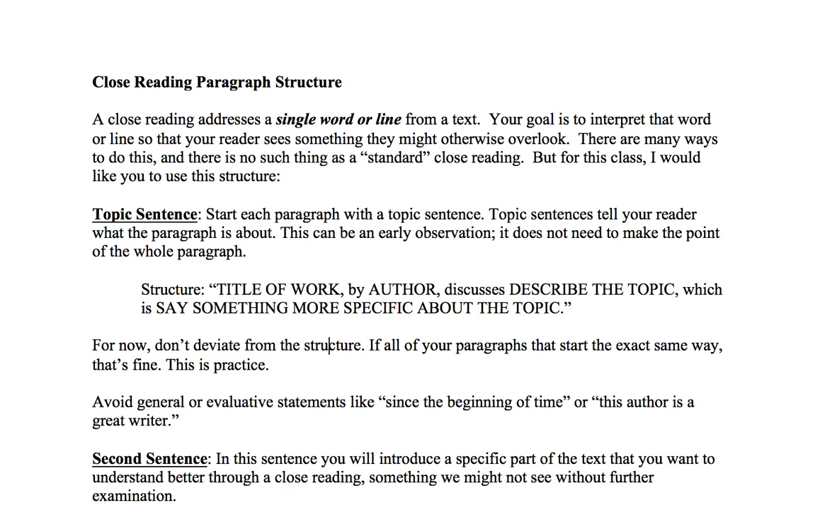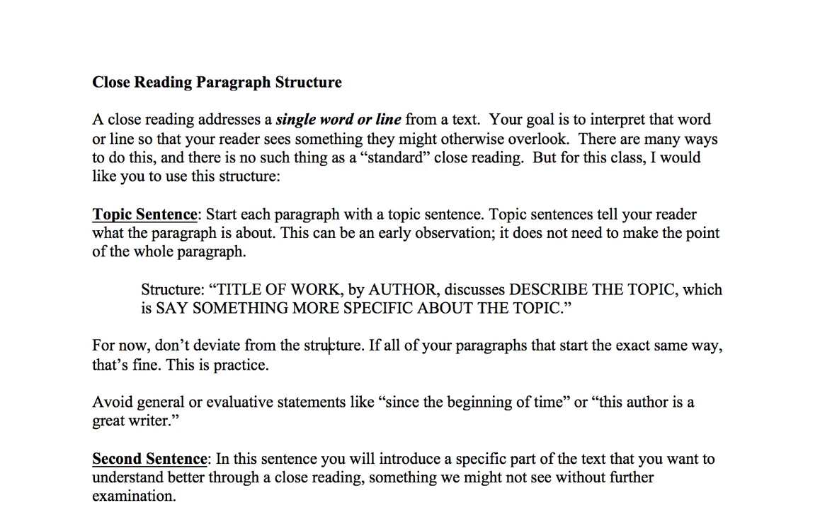The first sentence is a topic sentence. Start each paragraph with a topic sentence. Topic sentences tell your reader what the paragraph is about. This can be an early observation about the text. It doesn't need to make the point of the whole paragraph. The structure for your topic sentence might look something like this.